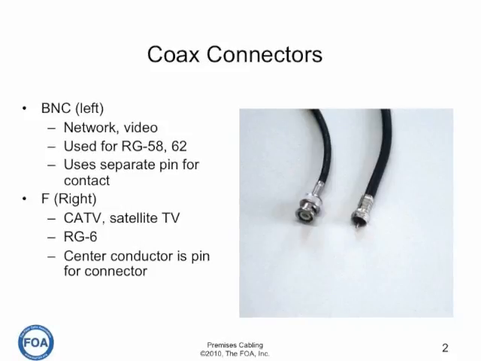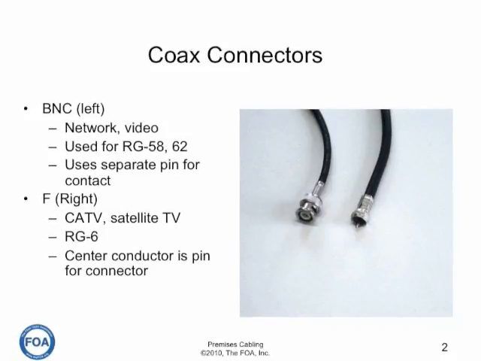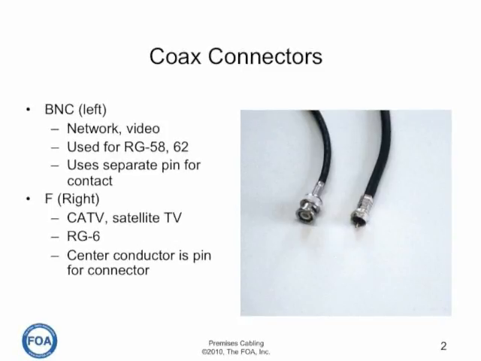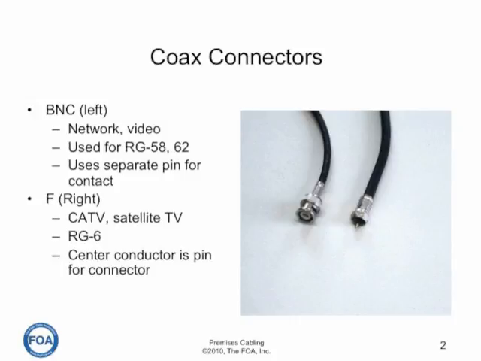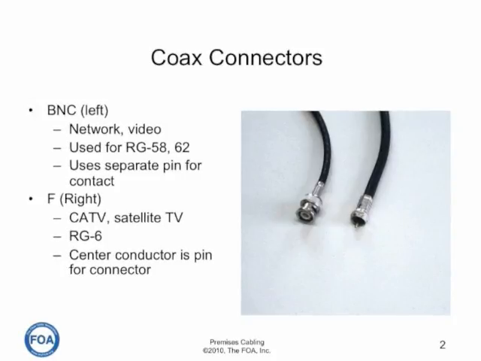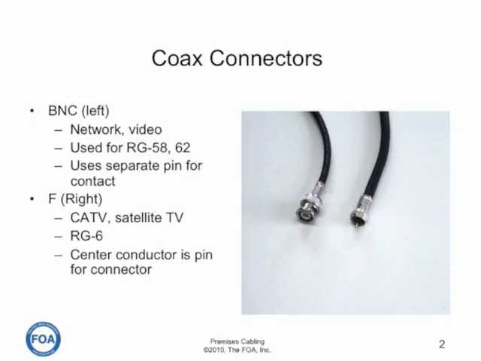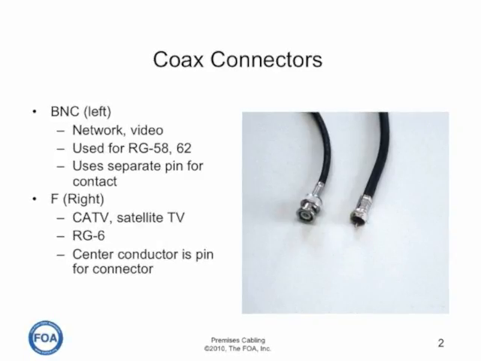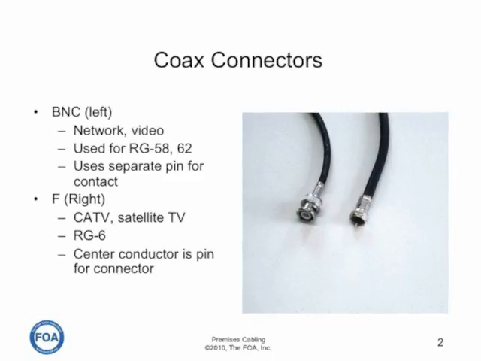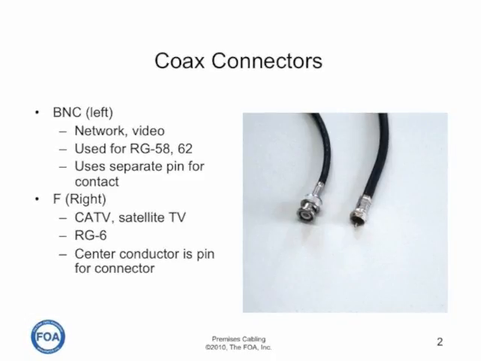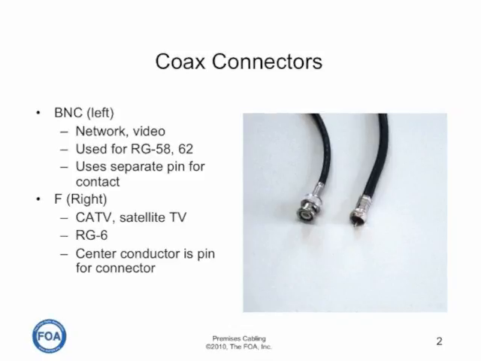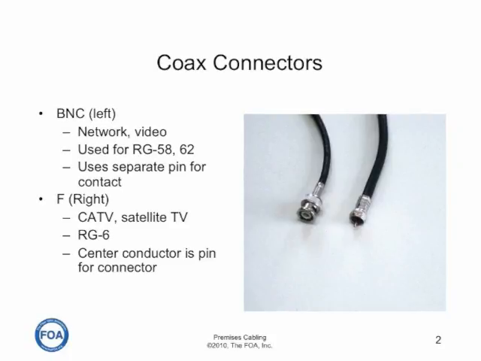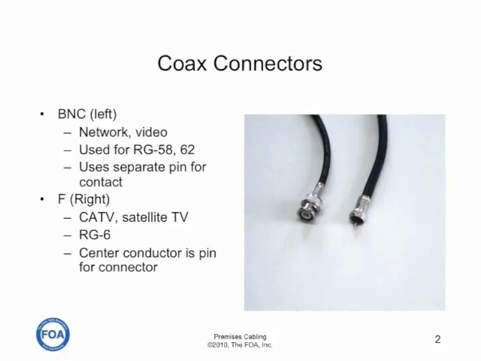The two connectors most often used with coax are the BNC and the type F. The BNC is a bayonet lock connector, typically used for cables like RG58 and RG62. It uses a separate pin for contact because some of those cables have flexible center conductors. The F connector is designed for cable TV and satellite TV and uses an RG6 cable, which has a solid center conductor that becomes the pin for the connector, simplifying termination.